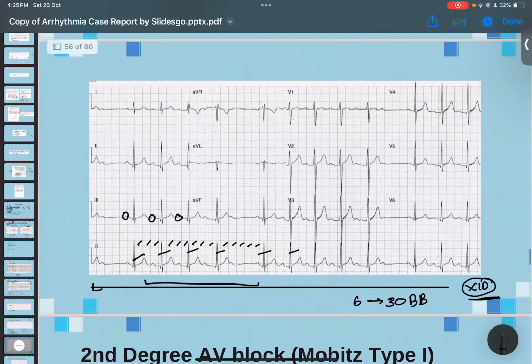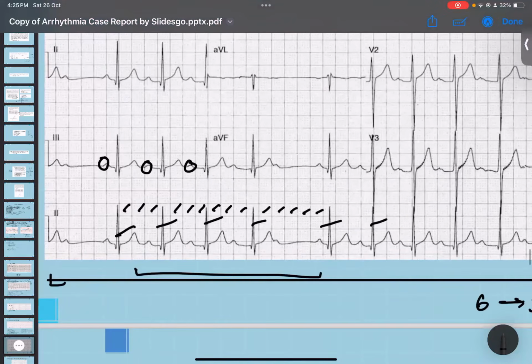Now, in this case, your rhythm's irregular. You do have P waves. In terms of QRS complex, they're all normal, less than 3 small boxes. The ST segments are also normal.